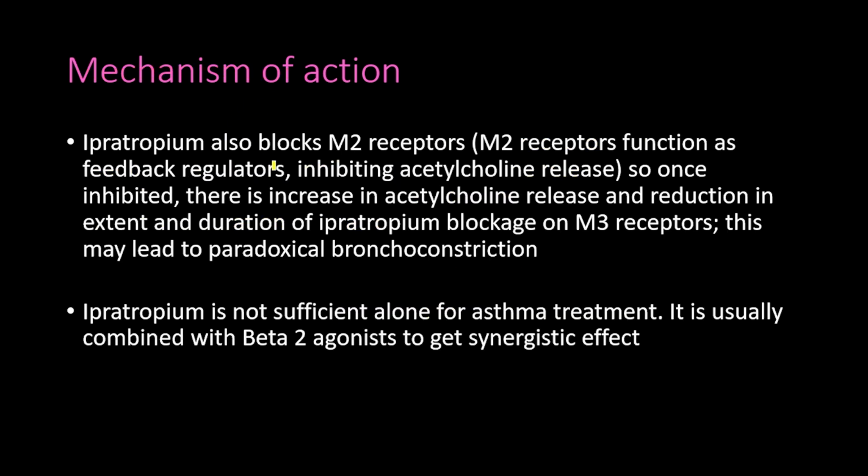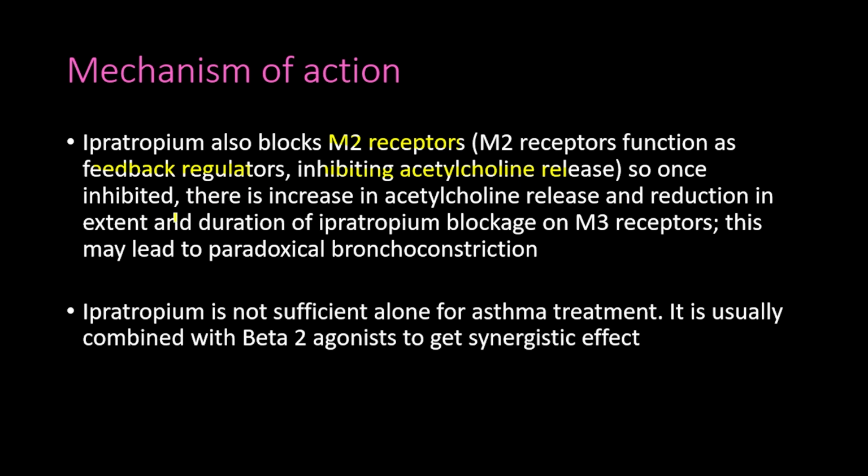Now, the Ipratropium also blocks the M2 muscarinic receptors, and the M2 receptors function as feedback regulators, inhibiting the acetylcholine release. And feedback regulators means that when there are higher levels of acetylcholine, those receptors would get activated and would send a negative feedback that leads to inhibition of acetylcholine release. So these receptors work to decrease acetylcholine, and Ipratropium blocks them.